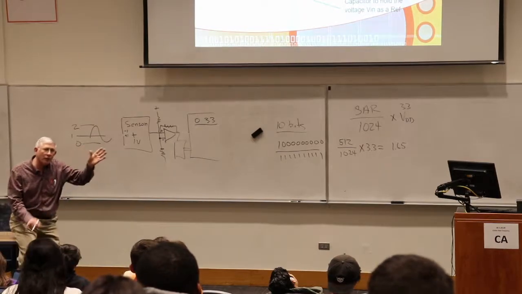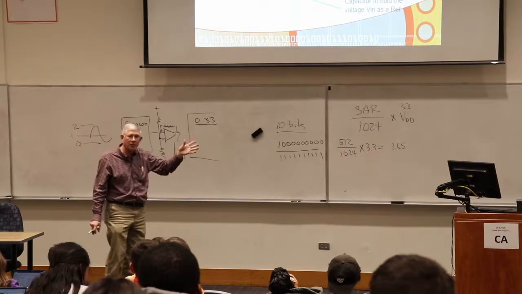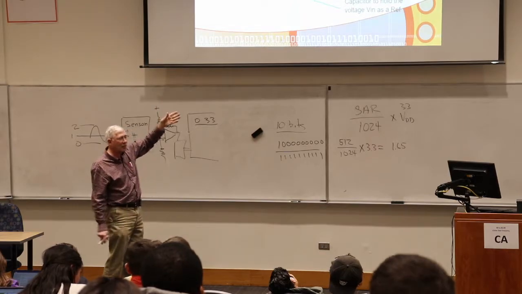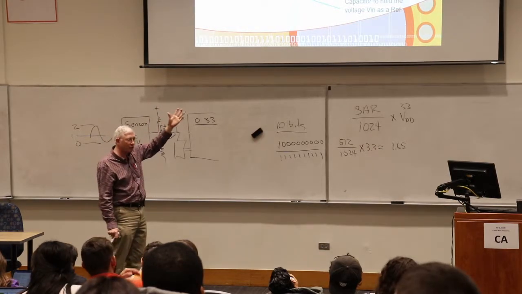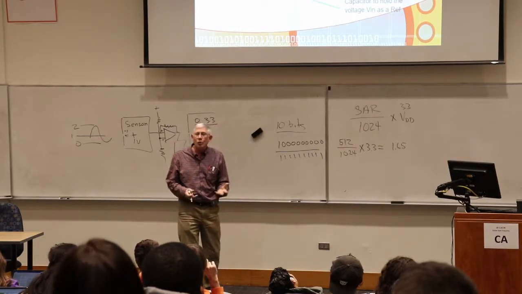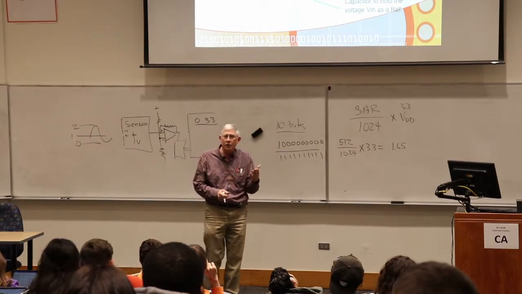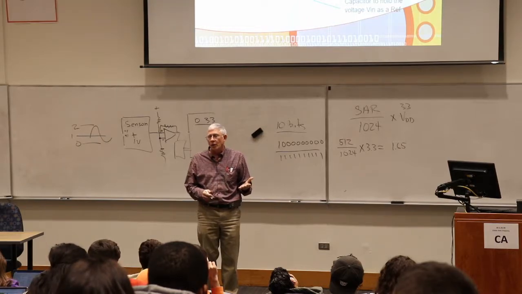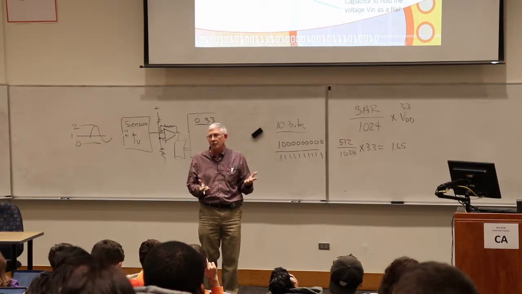And I walk down through all 10 bits till I get to the last bit, and then I do the same with the last bit. I either leave it set or clear, depending on whether it's higher or lower. If it's lower, I'll leave it set. If it's higher, I clear it. And I'm done. Which means I'm down to plus or minus the least significant bit representing my signal.